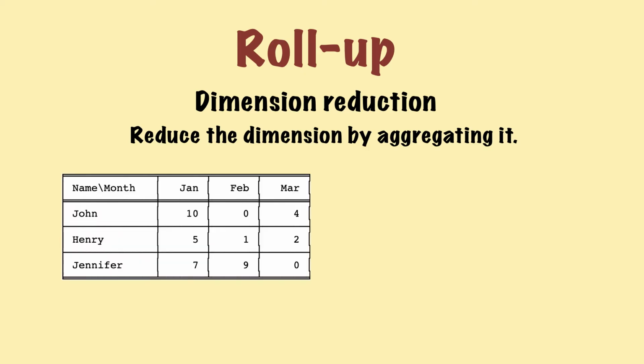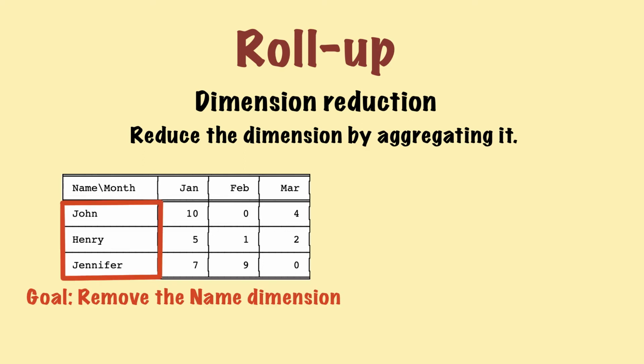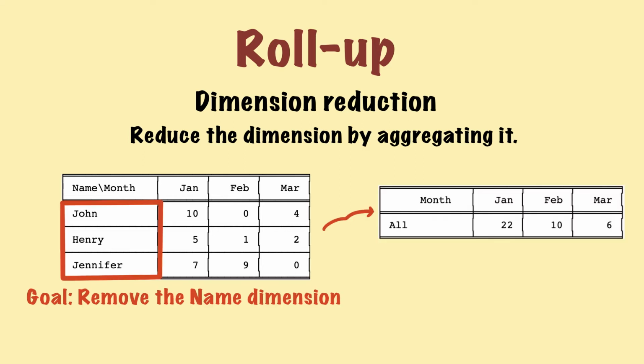Say we have this 2-dimensional data, name and month. Our goal is to remove the name dimension. Here's the result. There is no name information anymore. Only the month dimension is left. To illustrate, this green box shows the data for February after dimension reduction. In fact, this value is just the aggregation of all the values in February in the original data, and that's how we remove a dimension through aggregation.